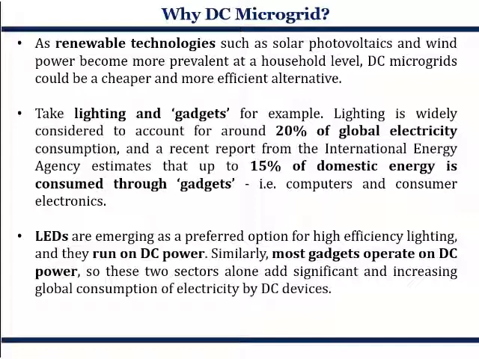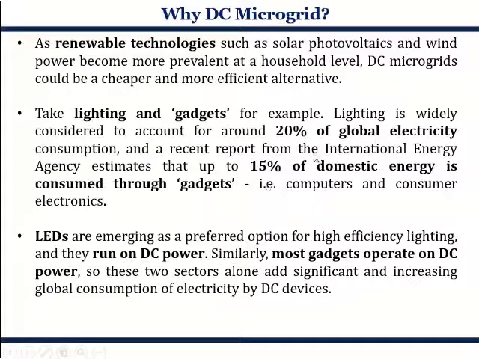So that will reduce the cost. Secondly, the lighting in our houses, in commercial buildings and elsewhere, nowadays is LEDs. Most of the LEDs, obviously, run on what? They run on DC power. And there are several other gadgets which run on DC power. If we take account globally, 20% of consumption is on lighting, whereas the agency has estimated that 50% of domestic energy is consumed through gadgets which are DC power based.